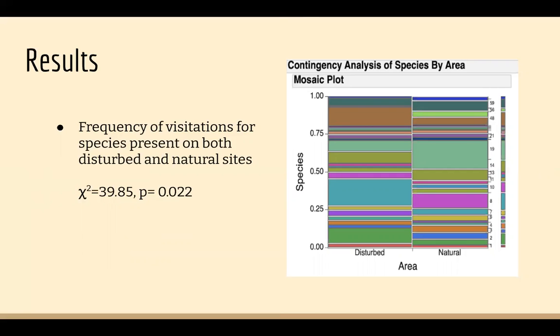Species such as 19, which was a small ant represented in the greenish color block, was mostly found on natural lands and not much so on disturbed land. Another example is species number 48, which was represented in brown on this mosaic plot, which was a hoverfly. And this was found more often on disturbed land than on natural land. From this graph, it can be implied that some pollinators had a preference in land type, while others showed no true preference between the two different land use types.